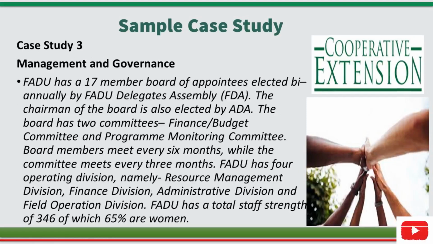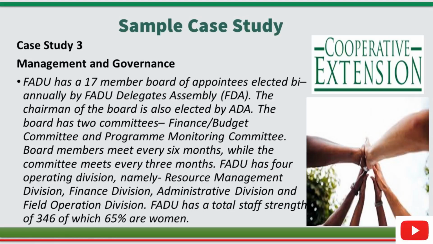FADU has a 17-member board of appointees elected biannually by the FADU Delegates Assembly. The chairman of the board is also elected by the assembly. Now you see what we're doing here is that we're analyzing the particular case study in this study, and that case study is FADU, all right? And we're pointing out some critical things about them before the study that will make up the core of the study. So that's why you see all these highlights here.